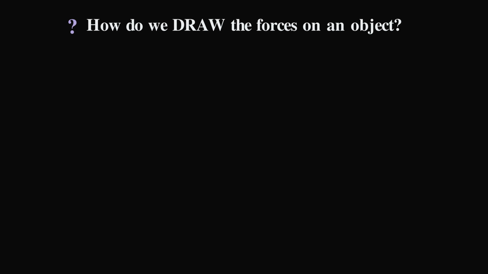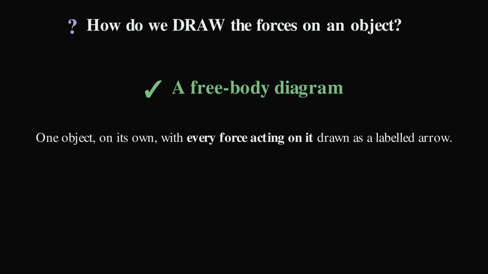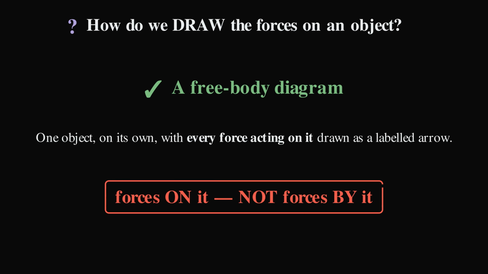So how do physicists actually draw the forces on an object? With a free body diagram. One object, on its own, with every force acting on it drawn as a labeled arrow. Golden rule, forces on it, not forces by it.